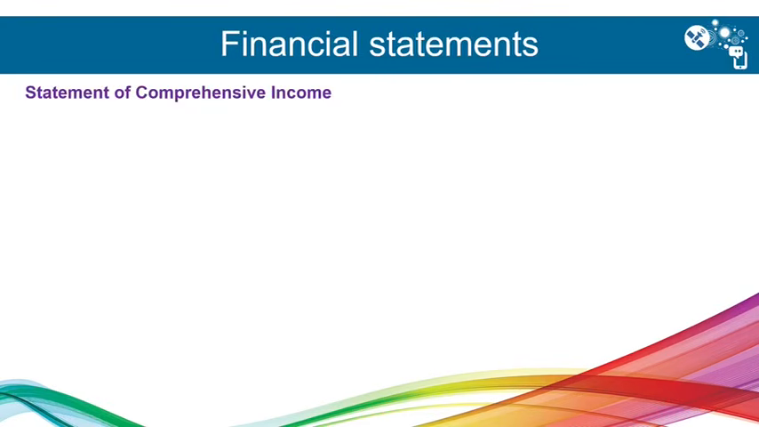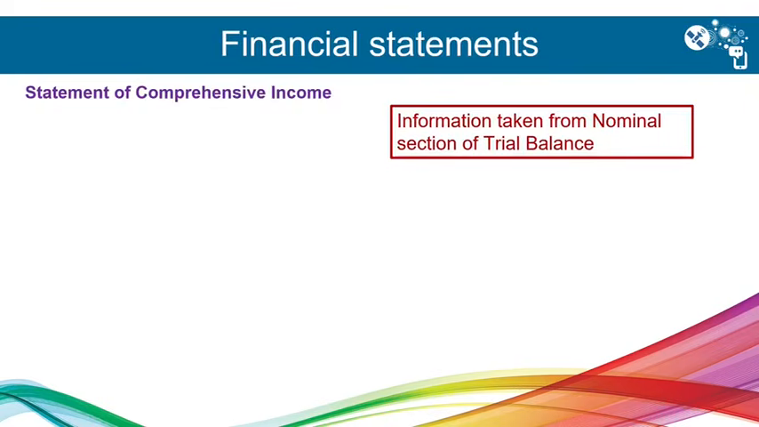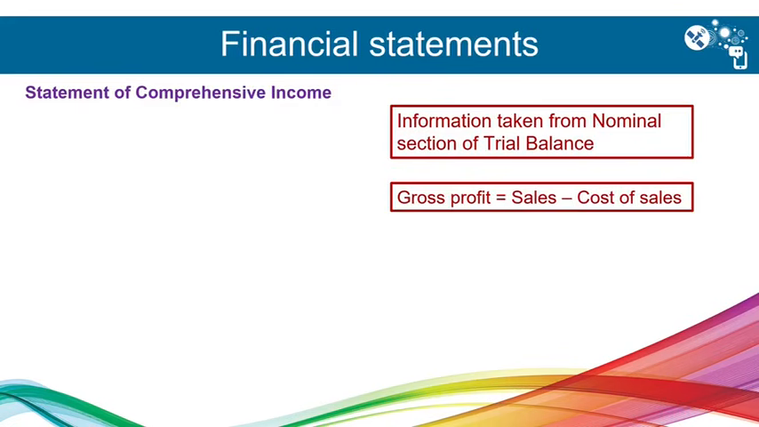The first one, Statement of Comprehensive Income. How can I help you? We know that in the Statement of Comprehensive Income, the information is taken from the nominal section of the trial balance, the bottom part, which starts with sales, cost of sales, and debtors allowance. You also know from the trading account that you've already done that gross profit equals sales minus cost of sales. And that is how we start the statement.